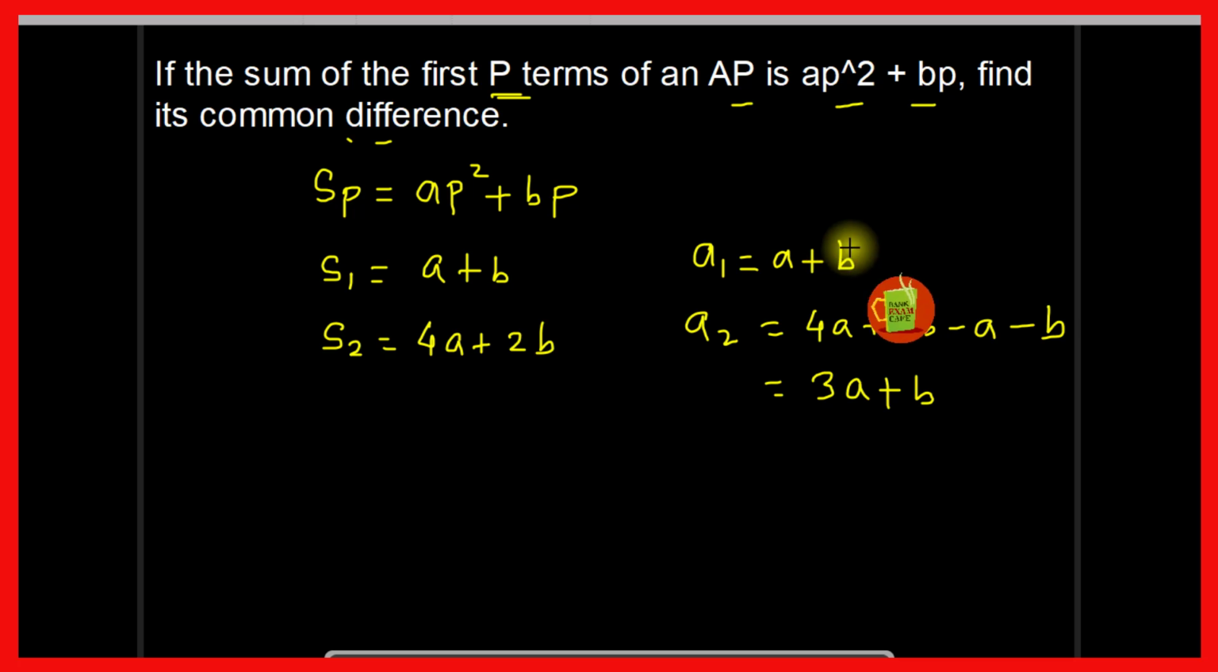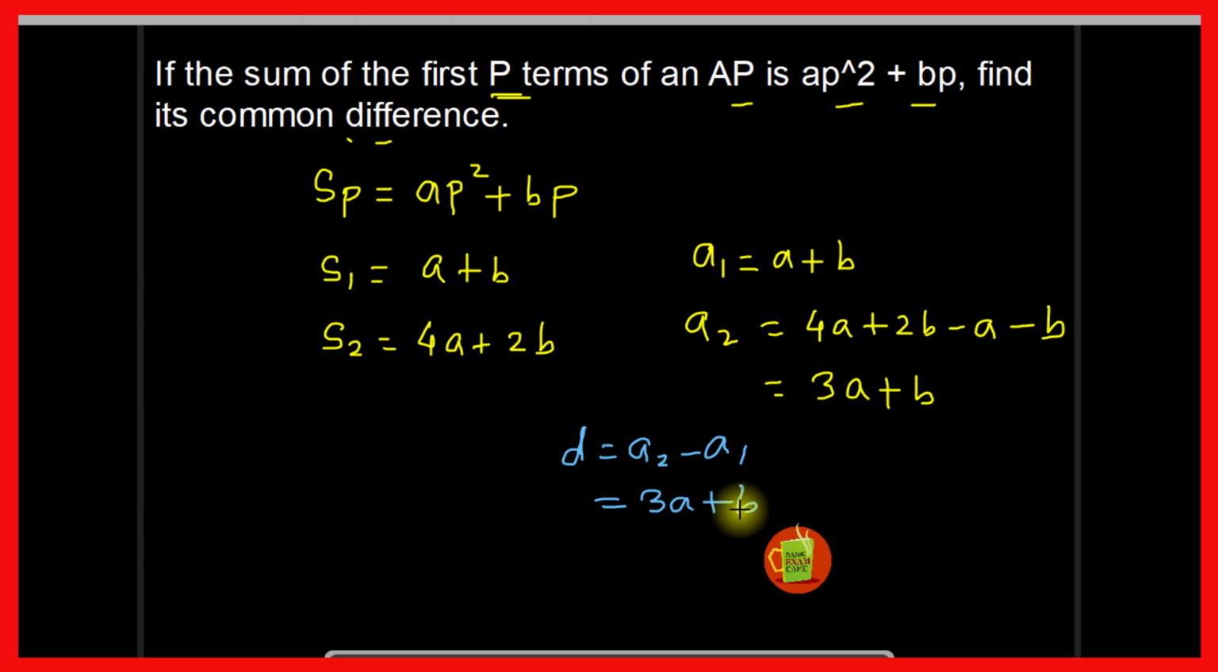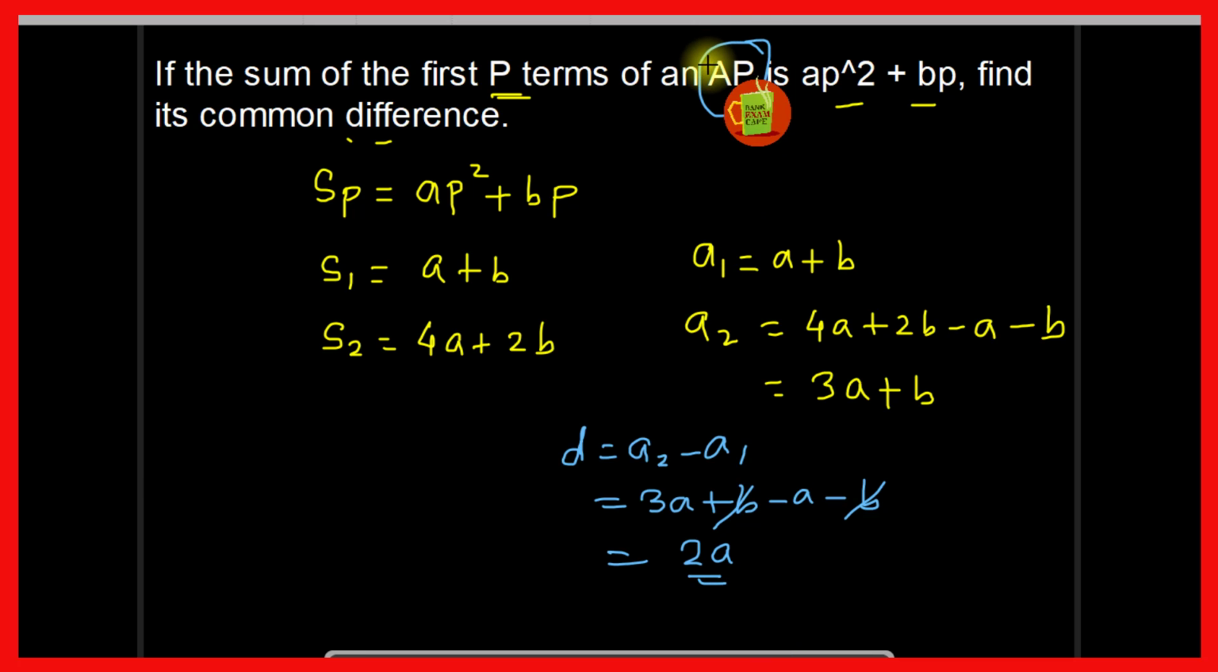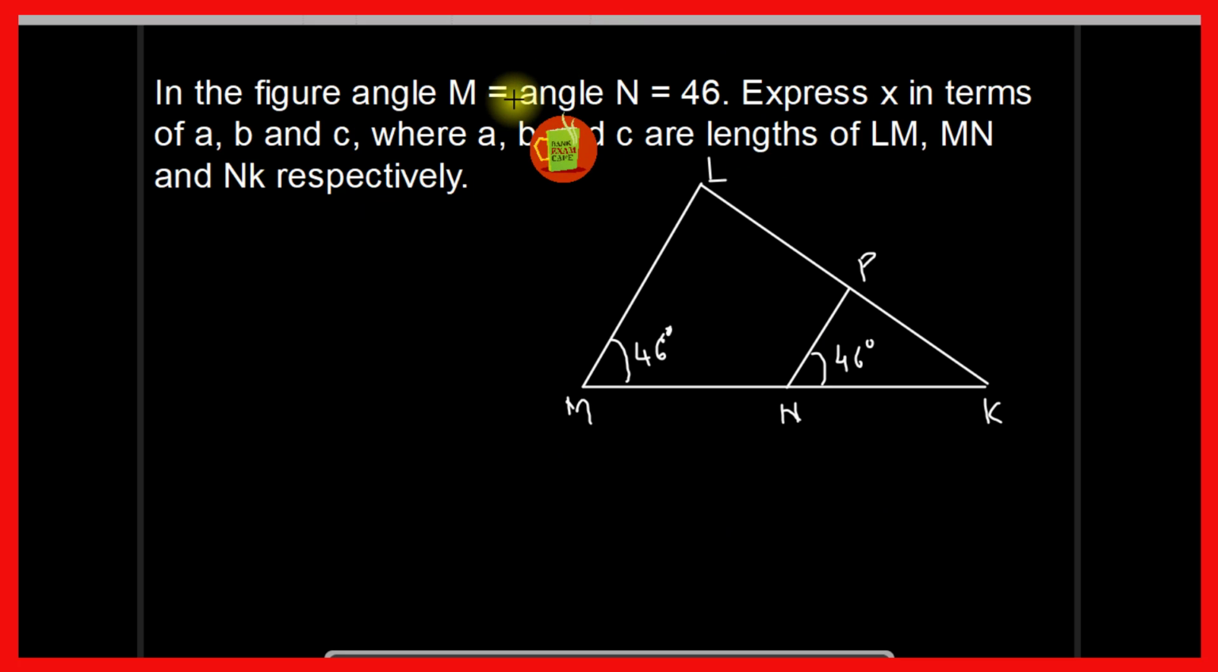So we are getting the first term as a plus b, and the second term is 3a plus b, and therefore the common difference is equal to a2 minus a1, so it will be 3a plus b minus a minus b, correct? So b and b will get cancelled, 3a minus a is 2a, and therefore the common difference of the given arithmetic progression is 2a. Now see the next question.